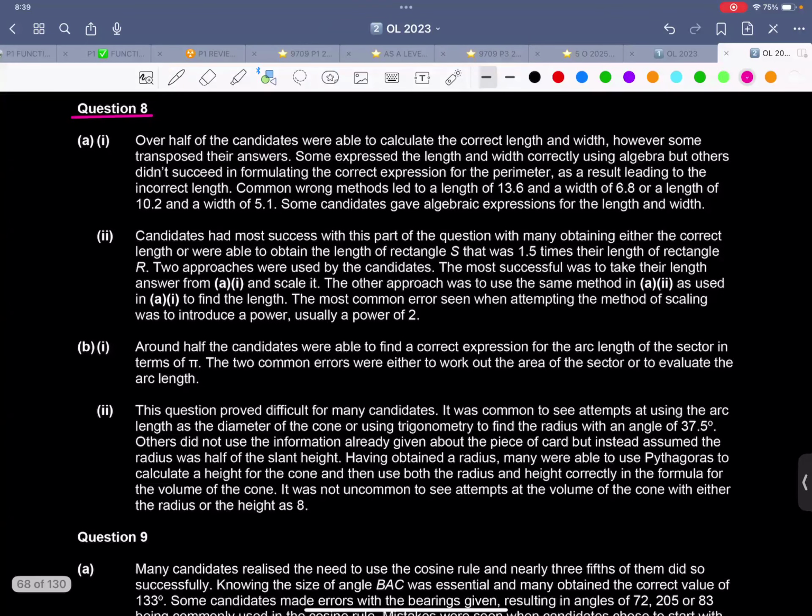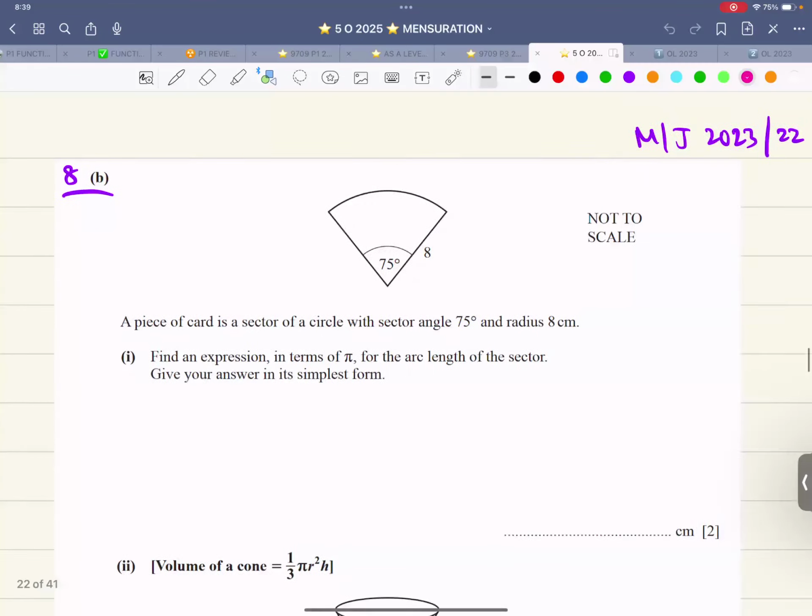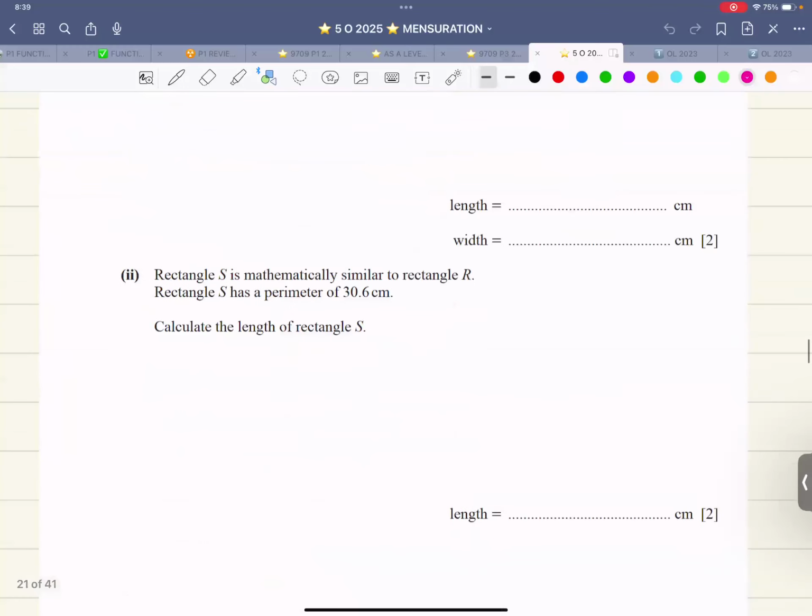What does it say? Over half the candidates were able to calculate the correct length and width. However, some transposed their answers. They mixed up their answers. Some expressed the length and width correctly using algebra, but others didn't succeed in formulating the correct expression for the perimeter, as a result leading to incorrect length. Common wrong methods led to a length of 13.6, width of this, length of this. Some candidates gave the algebraic expression for length and width. So basically, that was this part, which we skipped.